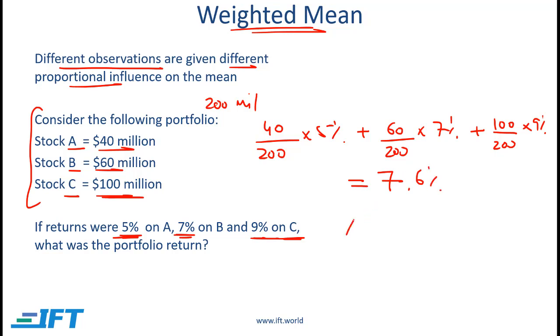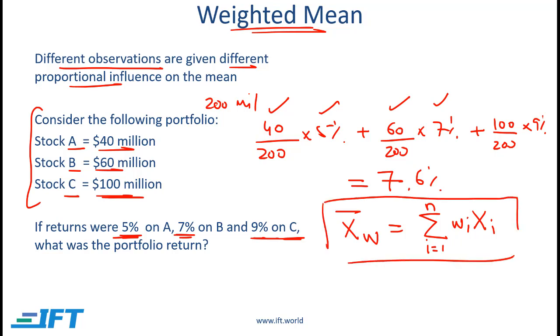In terms of a formula, we can say that the weighted average mean is equal to the sum of each weight. So let's say we have n stocks. So we have stock 1, 2, 3 all the way to n. So that's written as i equals 1 through n. We take the weightage of each and then we multiply each weightage by the specific return. So the weightage of stock 1 multiplied by the return for stock 1 plus the weightage of 2 times the return for 2 and so on. So this is the formula for the weighted mean.